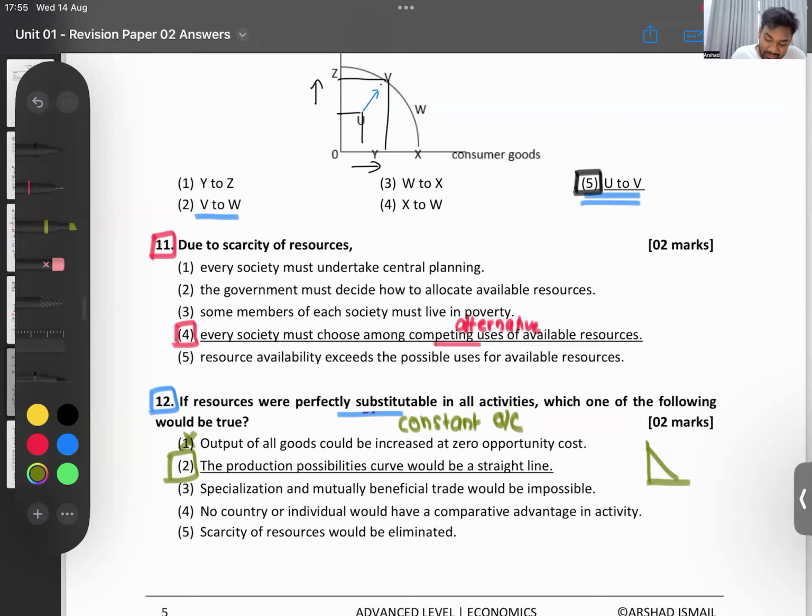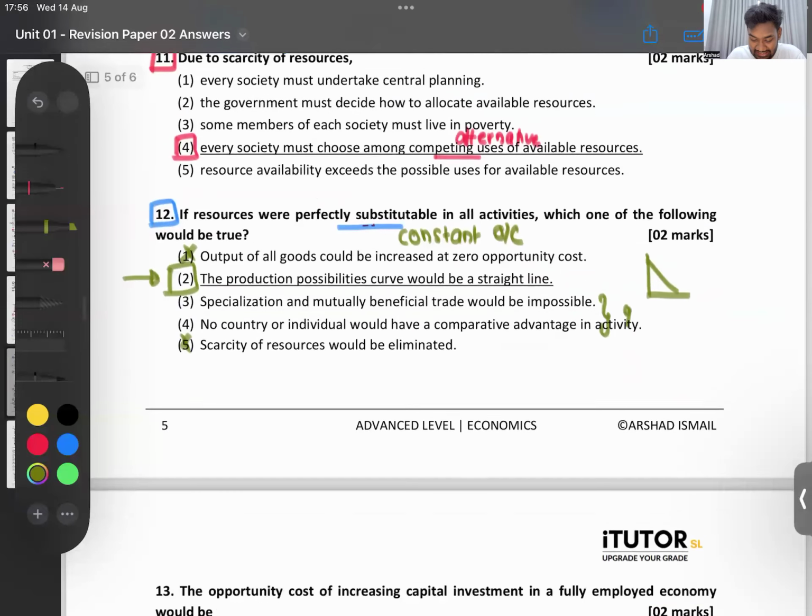Specialization would be impossible. That's a different story. No individual, no country will have competitive advantage. These are all unit number 9, not relevant. We will learn later. Scarcity would be eliminated? No, you can't say that. Eliminated means you can solve it, you can remove it. That won't happen. So therefore, this is number 2. Did you all get that correct? Yes.